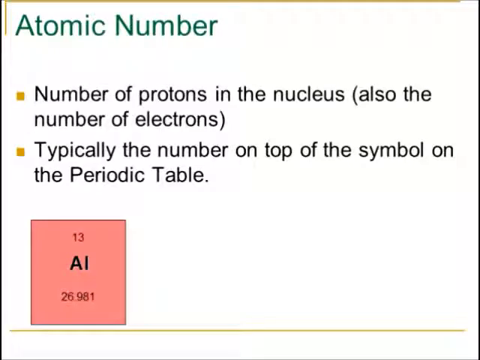Okay, let's talk about atomic number for just a minute. Again, it tells us the number of protons in a nucleus, also the number of electrons, as I've already stated, and typically the number on the top of the symbol on the periodic table is your atomic number.